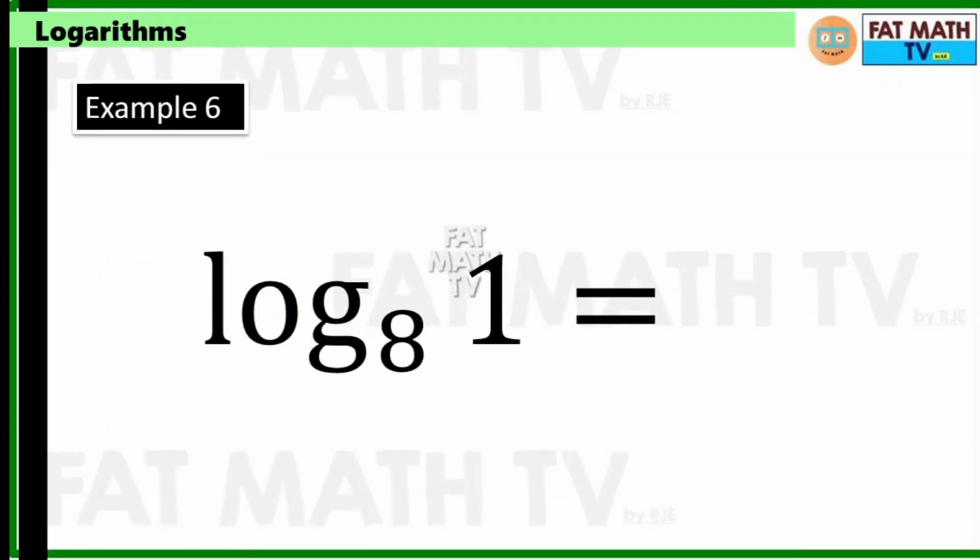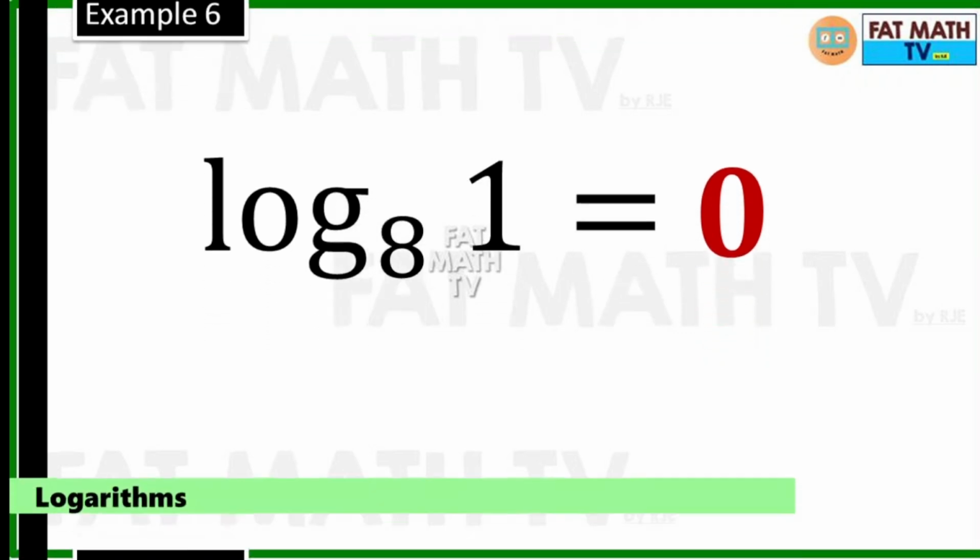Logarithm of 1 to the base 8. What should be the exponent of 8 to get 1? Of course, the answer is 0, because if you have a non-zero number raised to 0, the answer is always 1. So the exponent is 0.